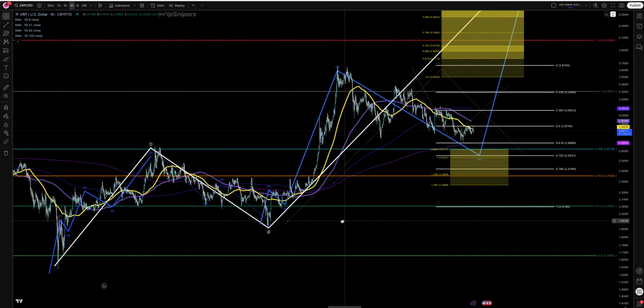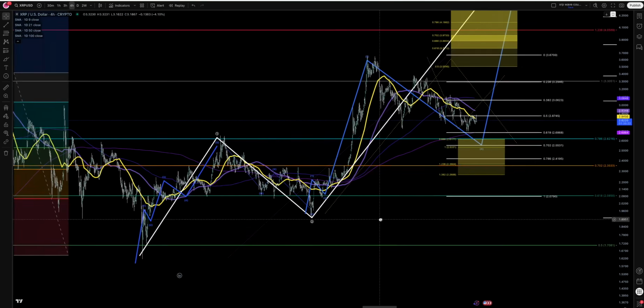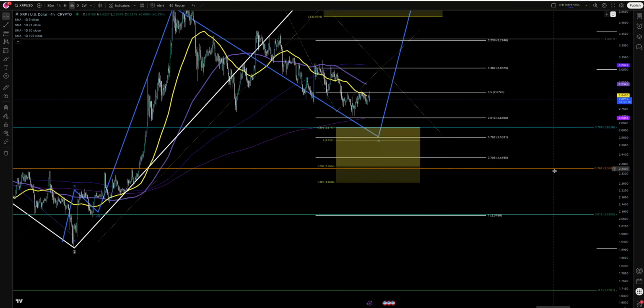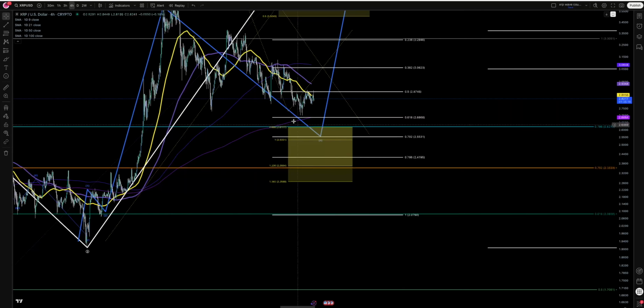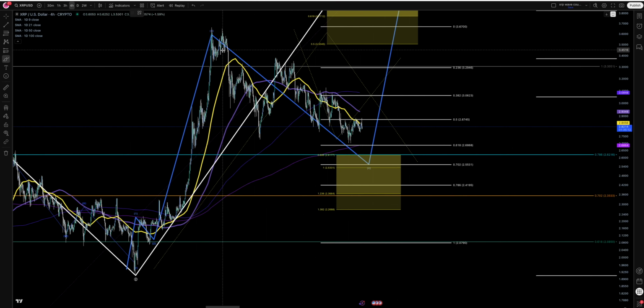Let's take a look at XRP. Now, it's going to be a very quick update on XRP, just showing you exactly where I think it's going to go. I still think we need to come down to around the 2.53, 2.62 to 2.53 area at the 1-to-1 extension. Okay, so it looks like we have a 5-wave move down here.